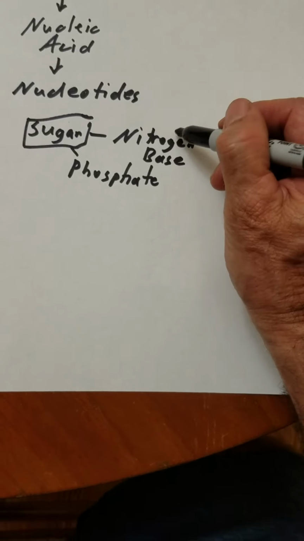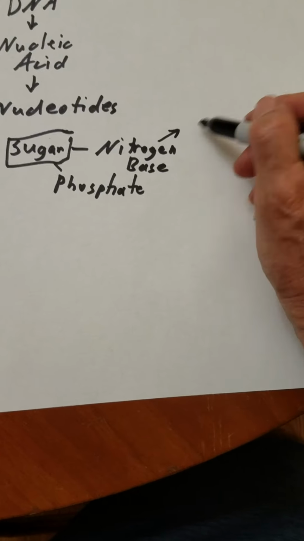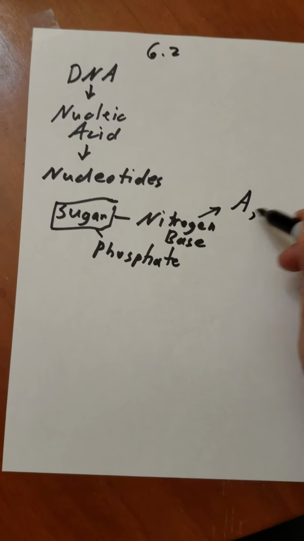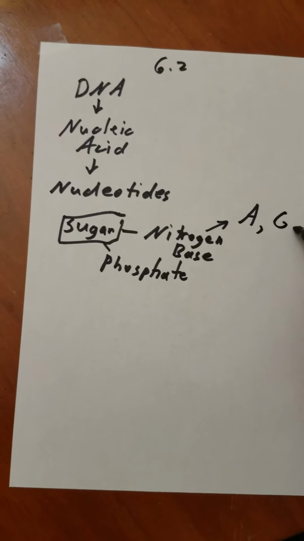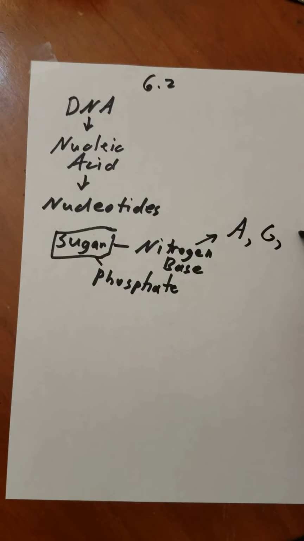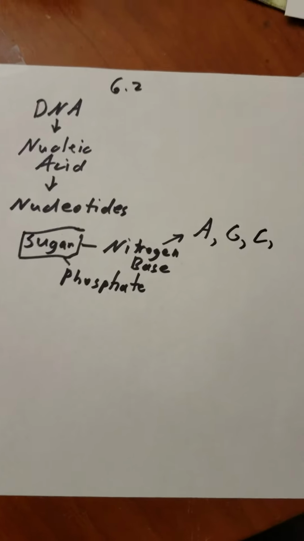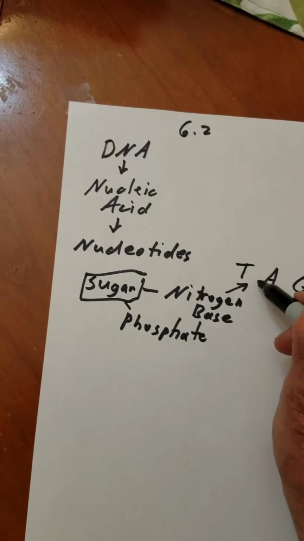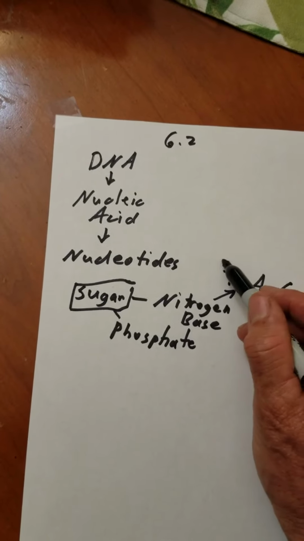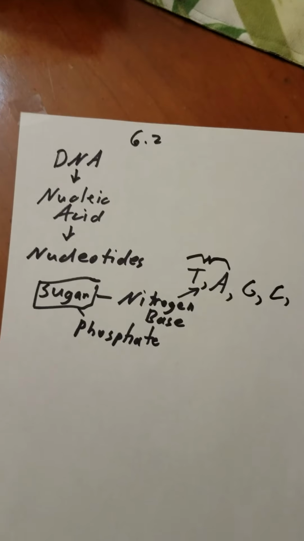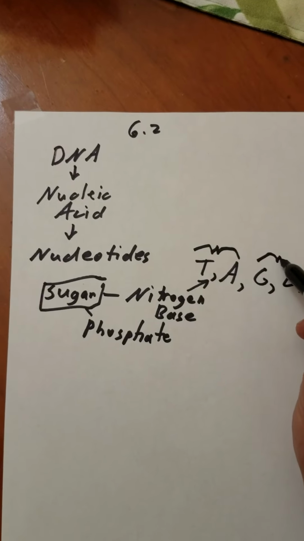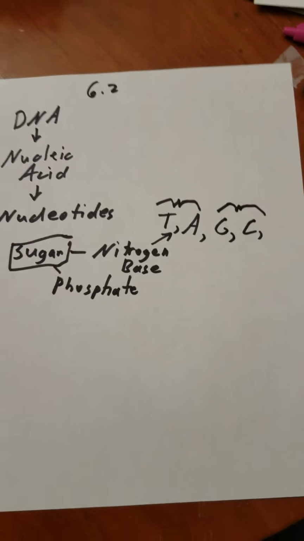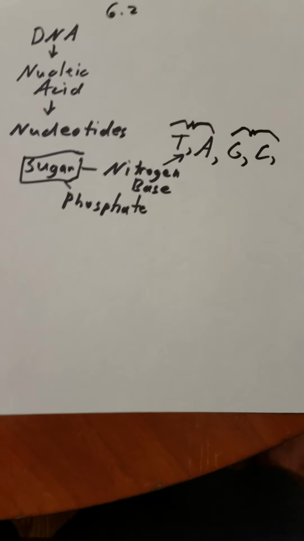And that nitrogen base could be adenine, that we'll just illustrate with an A. It could be guanine, that we'll illustrate with a G. Could be cytosine, we'll say with a C. Or it could be thymine. Let's put the T over here, because the T always pairs with the A and the G always pairs with C. We'll find that out later when we get a little bit more into DNA structure.